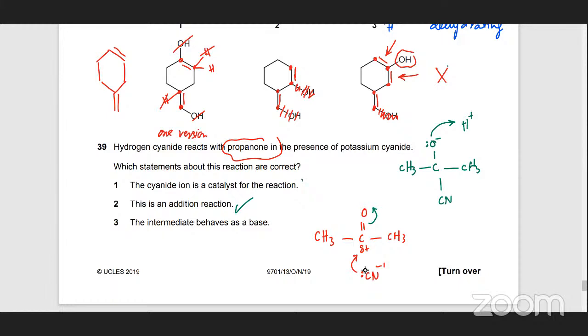CN minus is a catalyst. That's why you add CN minus, because HCN doesn't ionize that much. So potassium cyanide is added simply because you want to start the reaction. You need CN minus right at the start. And the intermediate behaves as a base, which is also true. It's behaving as a base because it's accepting H plus ions. So the third statement also appears to be correct.